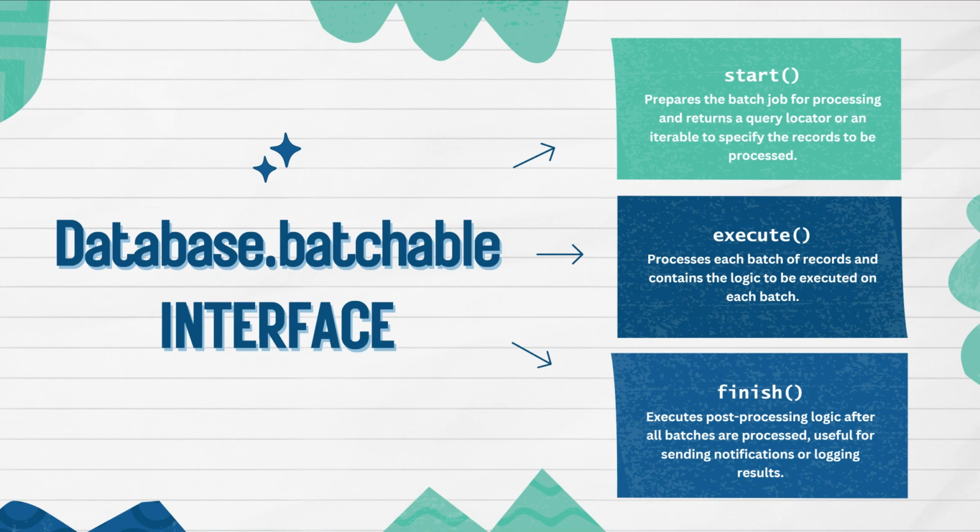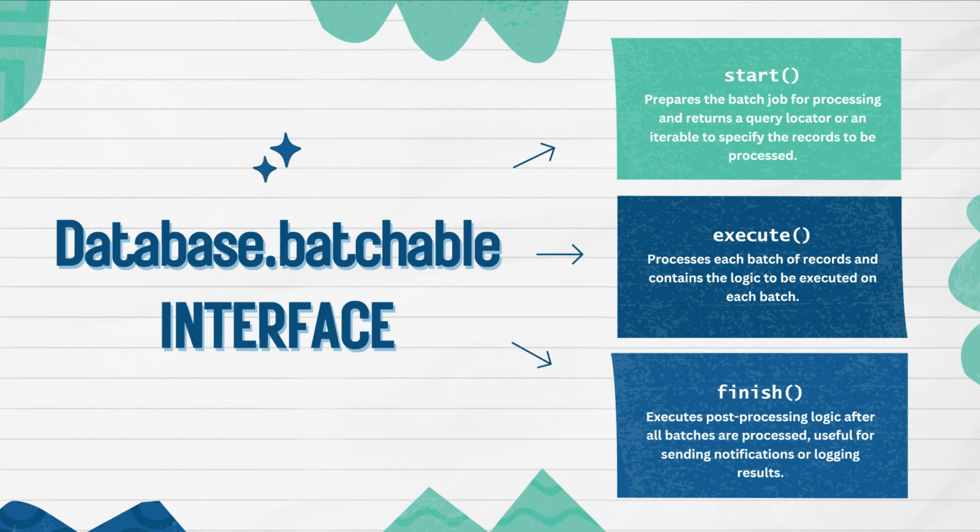entire batch Apex transaction. The execute method processes each batch of records. This method gets executed after the start method completes its execution. Salesforce executes this method based on the number of batches that will be needed to process the total number of records that are returned by the start method.